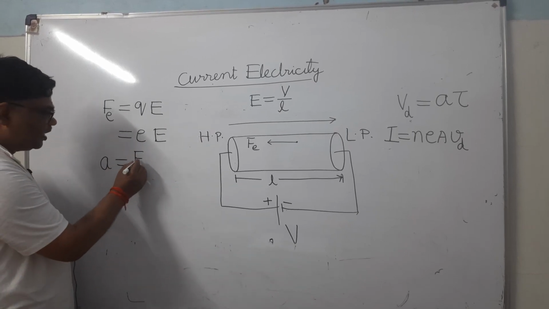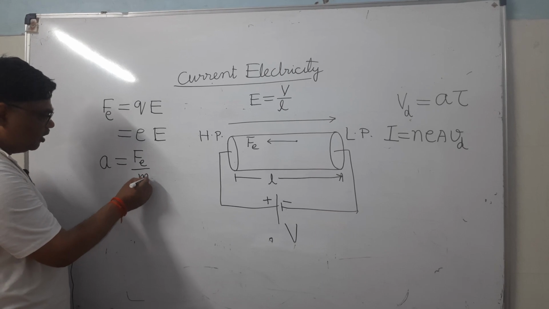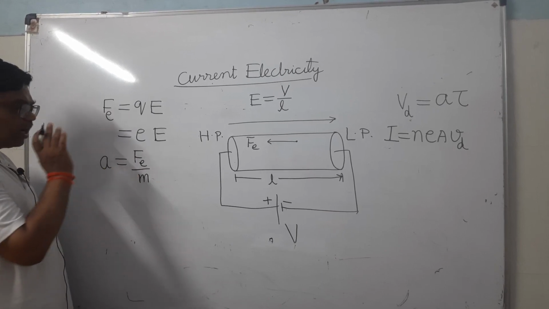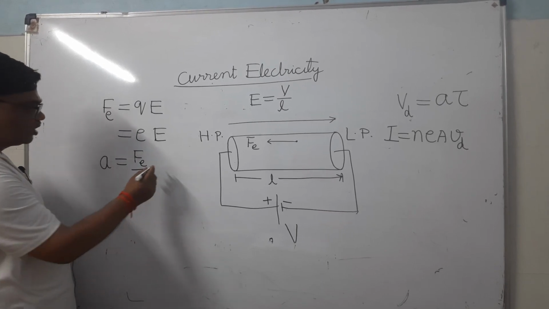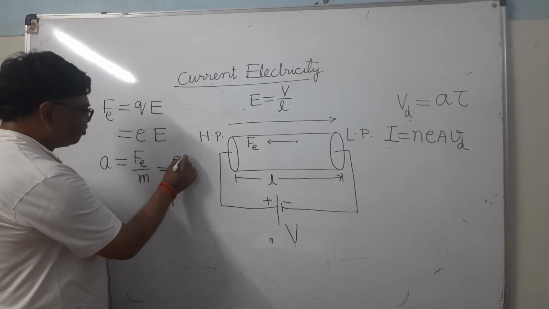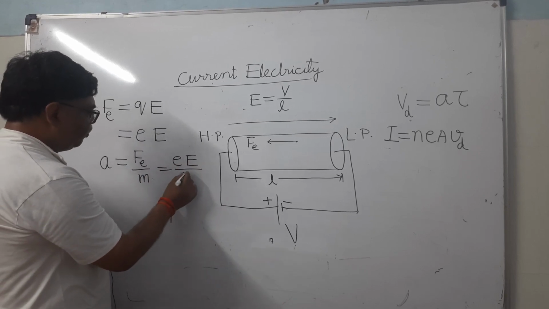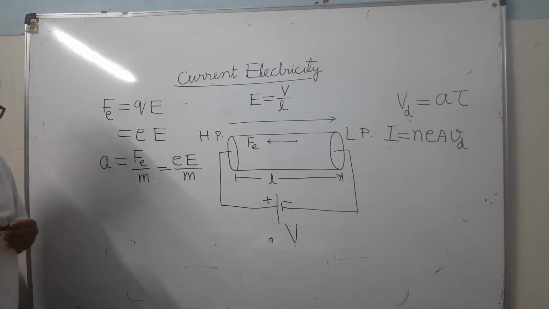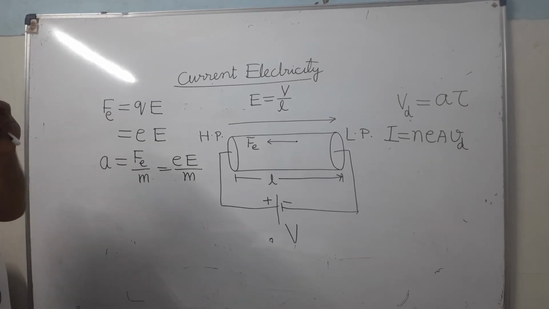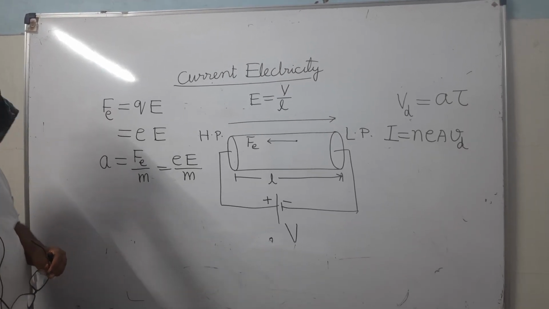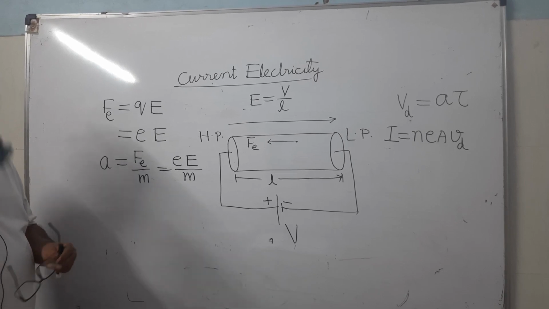What will be the acceleration? It will be force upon mass of the electron. M is what? Mass of the electron. Means this much acceleration will be produced due to the potential difference. Potential difference के कारण free electrons पर इतना acceleration produce हो जाएगा.